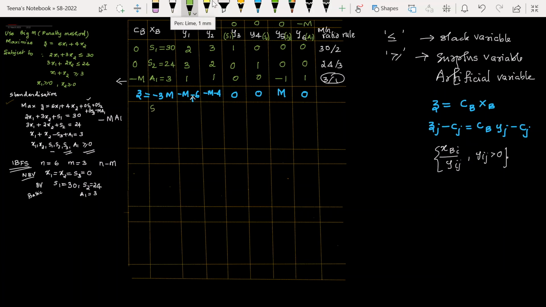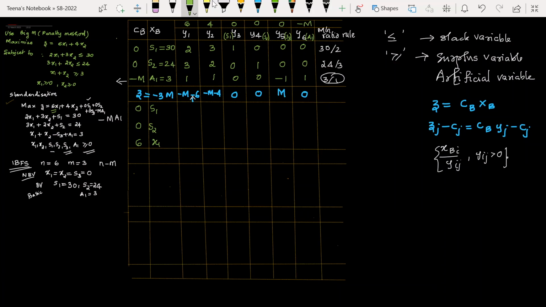So we are writing the new basis. S1 is the first variable, it has no change. S2 is the second variable, it also has no change. Then in place of A1 we have the first variable x1. So the new basis is S1, S2, x1. Now the cost is 0 for S1, 0 for S2, and for x1 the cost is 6. So 6 is the cost for x1.